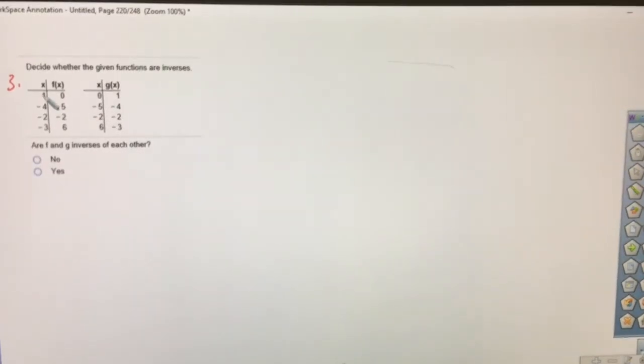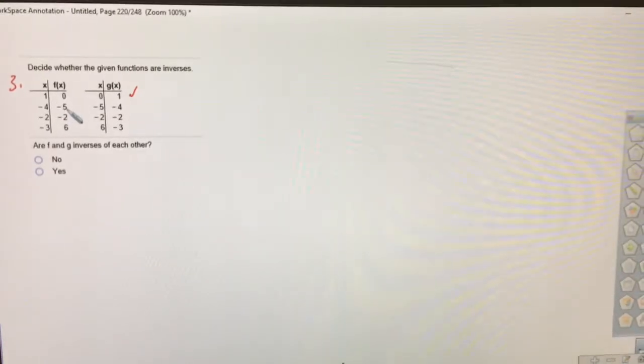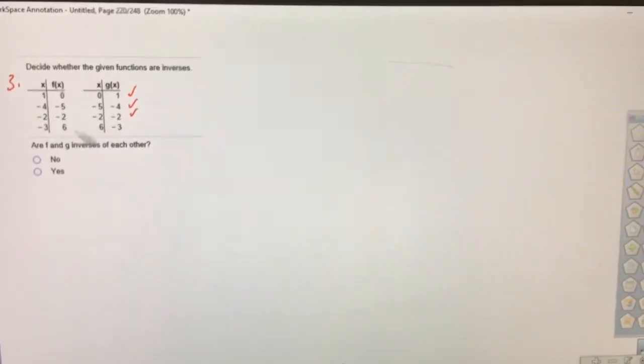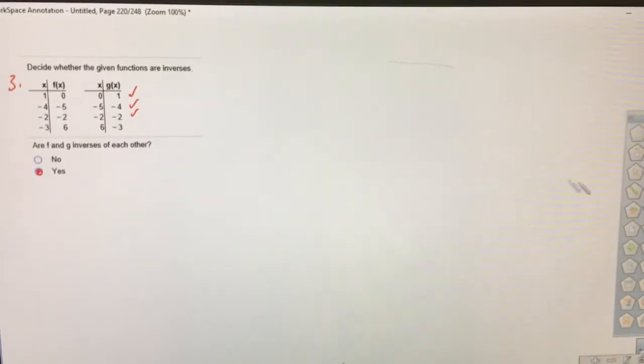Determine whether there are inverses. So the inverse of (1, 0) is (0, 1). That one checks. The inverse of (-4, 5) is (5, -4). The inverse of (-2, -2) is (-2, -2). The inverse of (-3, 6) is (6, -3). Yes, those two are inverses of one another.